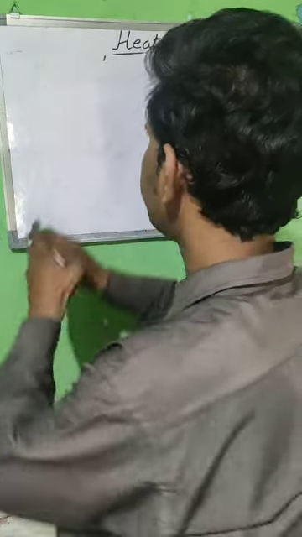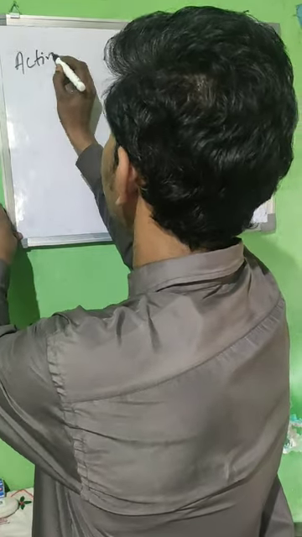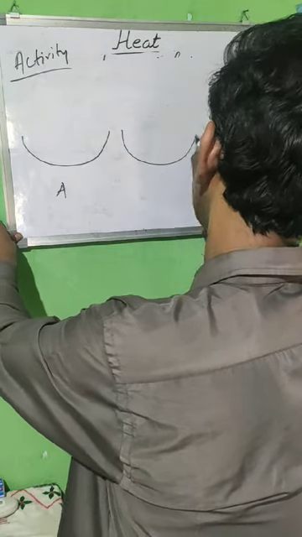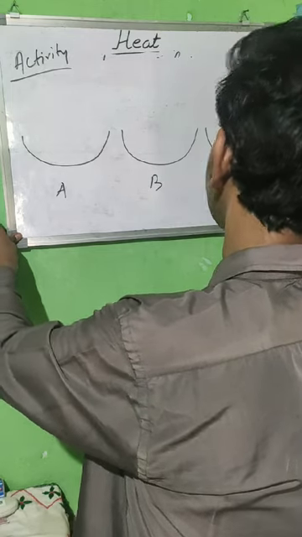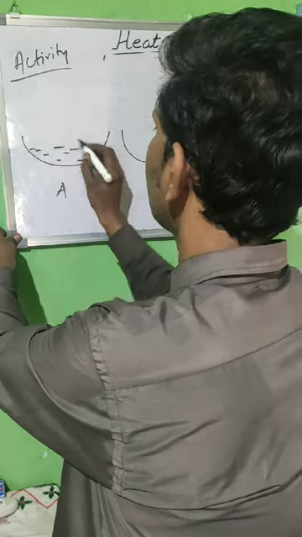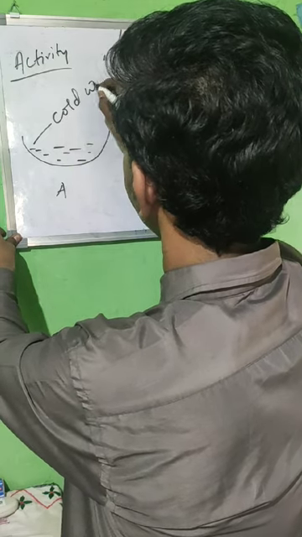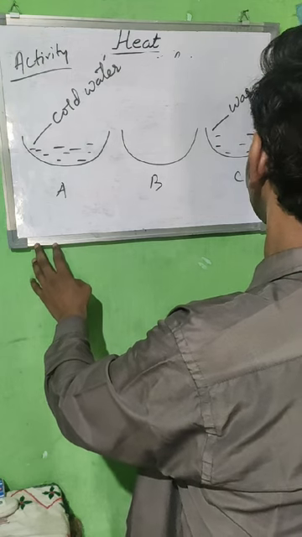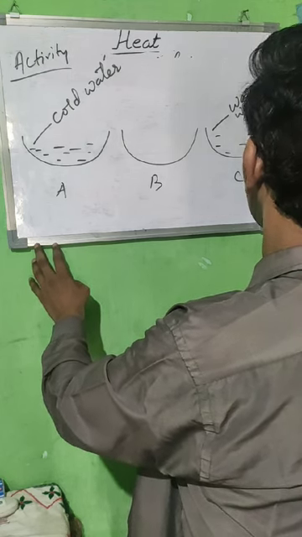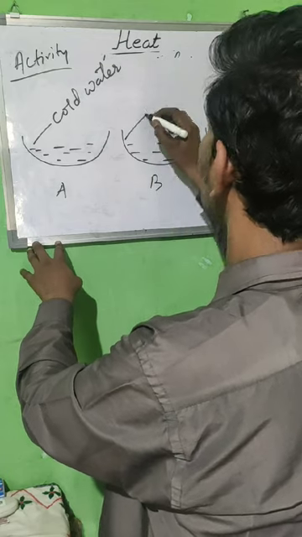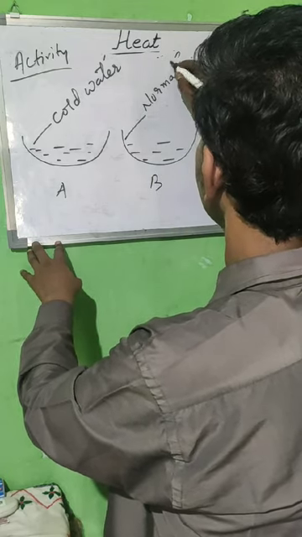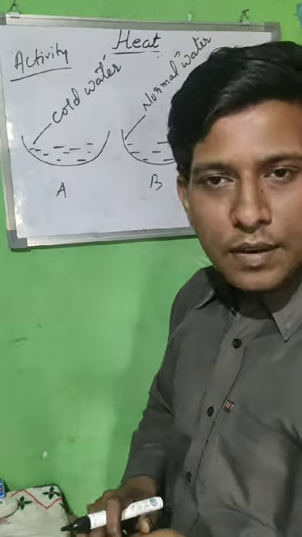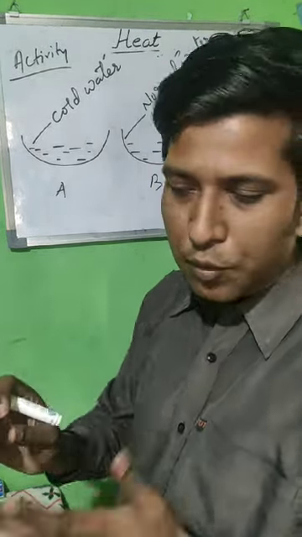For this activity we will take 3 bowls. Bowl number A, bowl number B, and bowl number C. Here we will take cold water. Here in bowl number C we will take warm water, and here in bowl number B we will take normal water. Okay. Now, in bowl number A, you just keep your right hand.